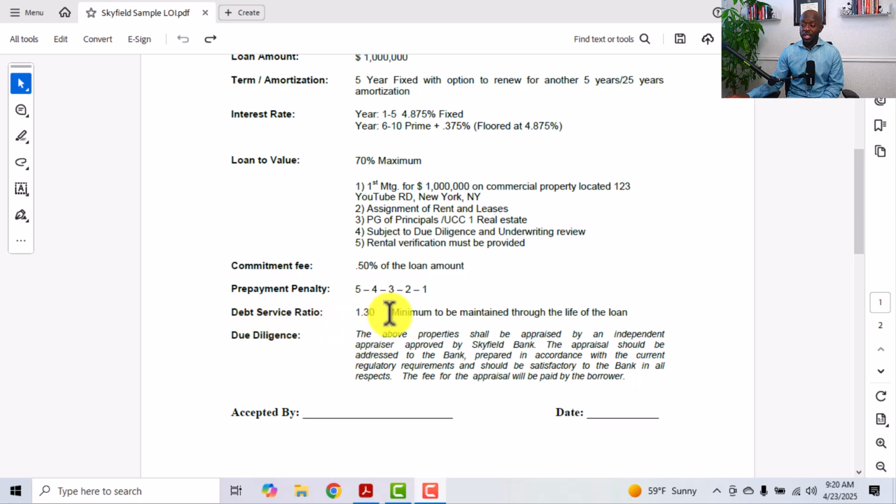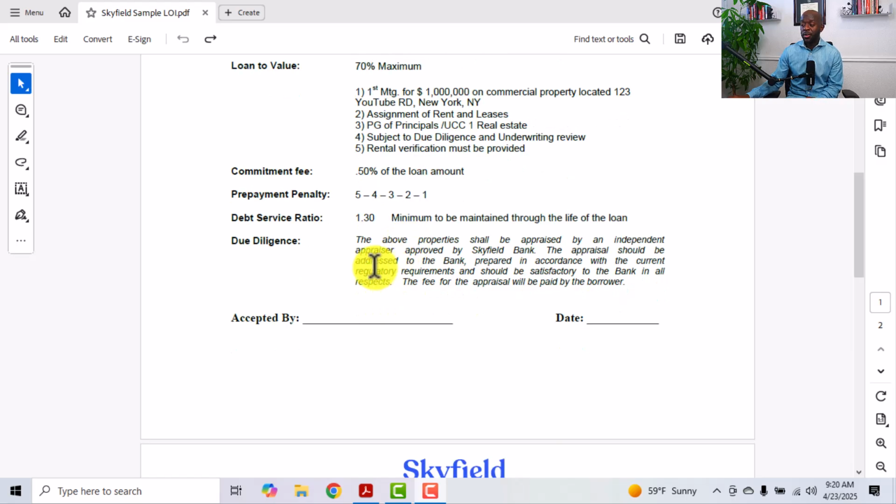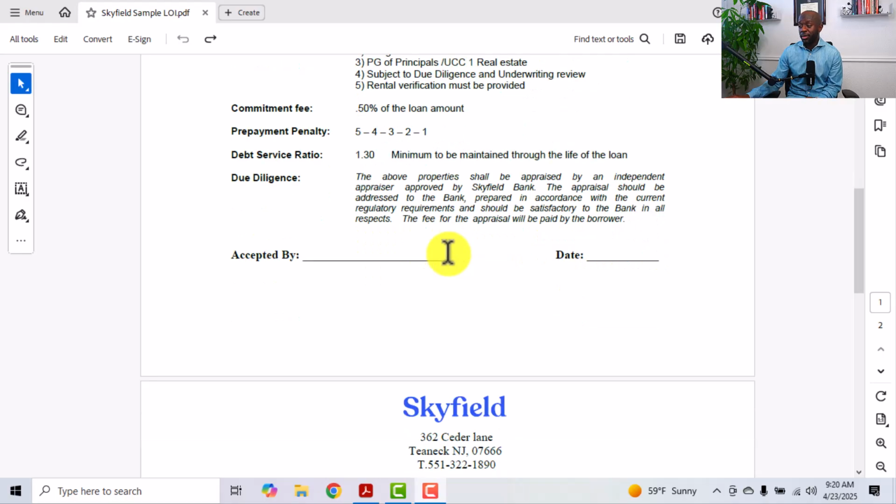Debt service ratio, all right, so a minimum of 1.3 must be maintained throughout the life of the loan. And then that's going to pretty much summarize the term sheet. I mean, if you scroll down on the term sheet, you'll see here that there's some due diligence. So the above property is going to be appraised by an independent appraiser.